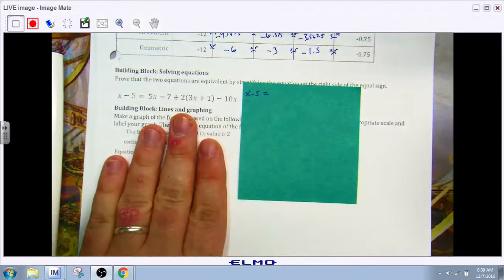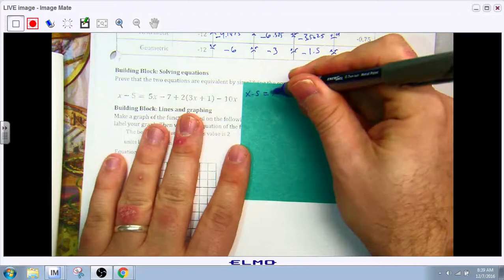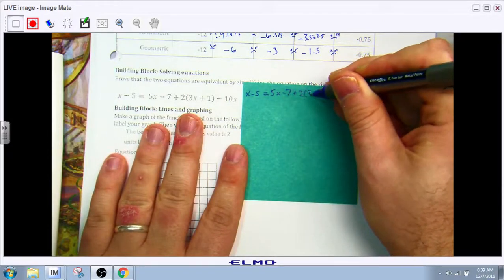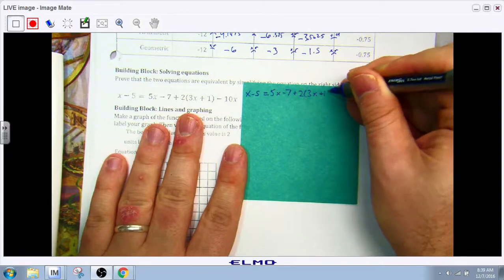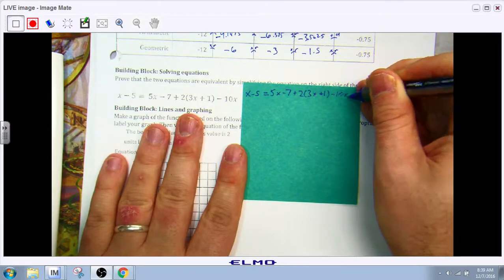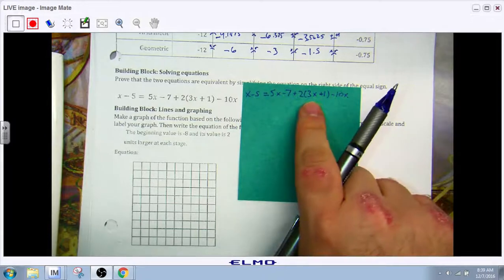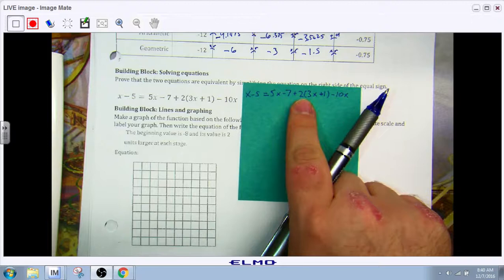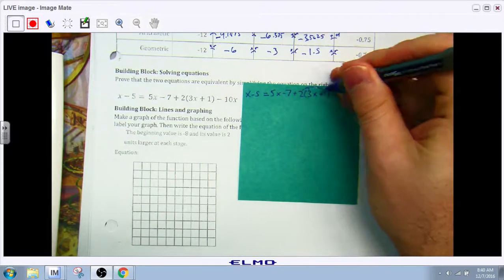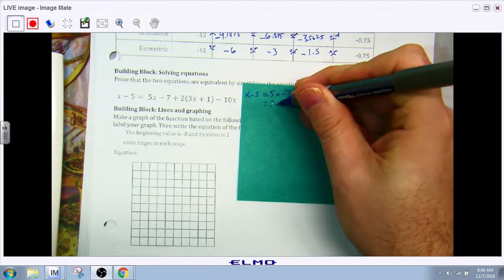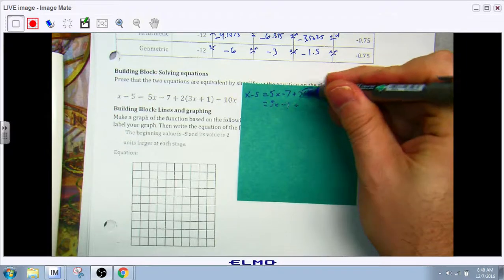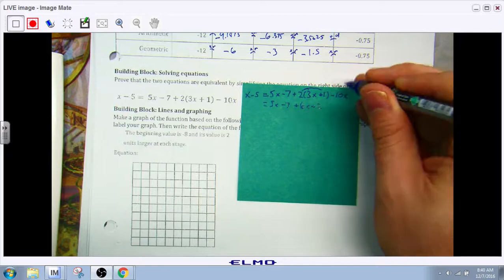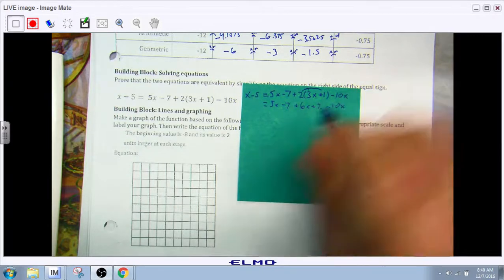We don't touch it. We're just looking at 5x minus 7 plus 2 times the quantity, 3x plus 1, minus 10x. All right. Parentheses. Can't combine those. They're different terms. Multiplication. This 2 is multiplying here, so it goes there. So we get 5x minus 7 plus 2 times 3x is 6x. 2 times 1 is 2, and then minus 10x.